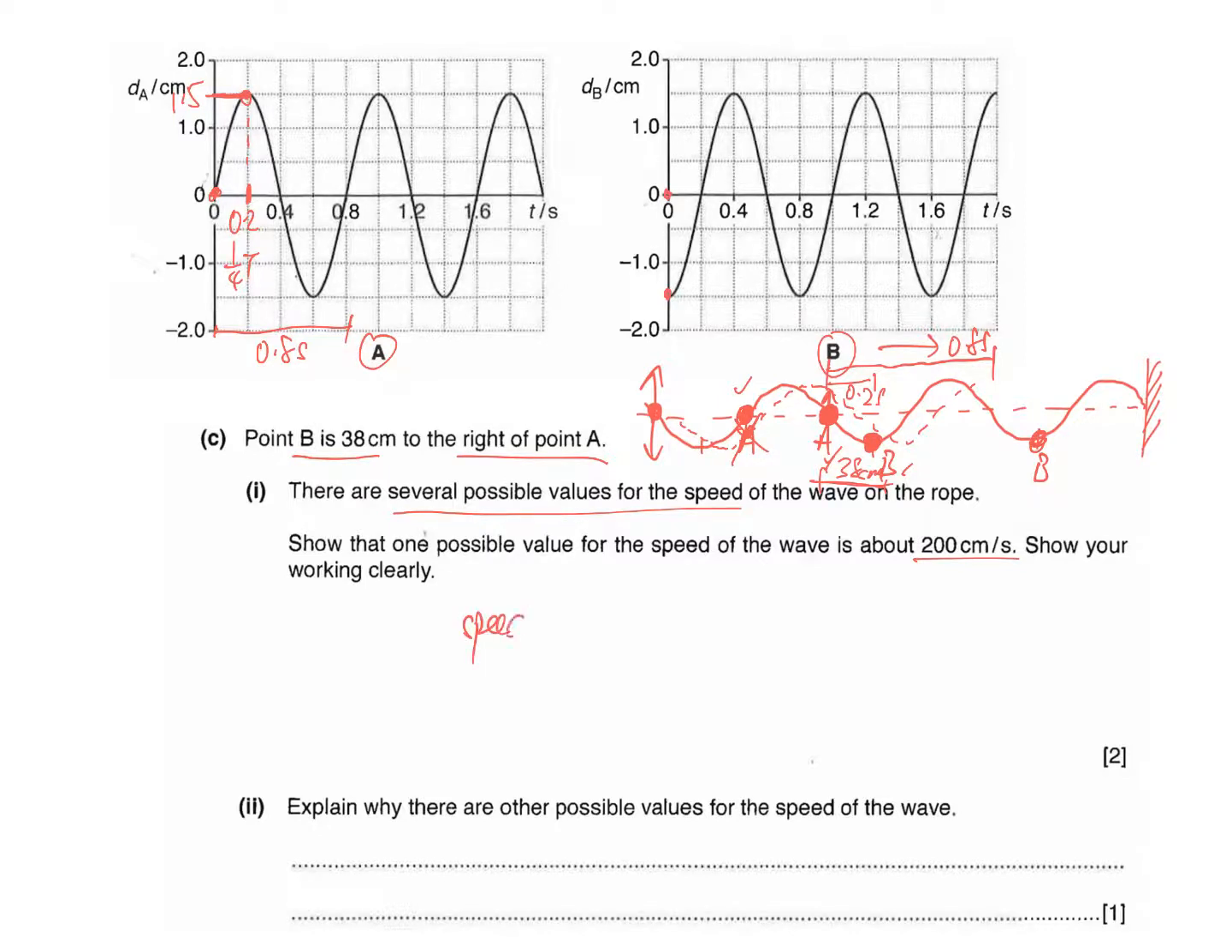So using speed equals distance over time. The distance between A and B is 38 cm, and the time taken for the wave to move from point A to point B is 0.2, one possibility. So you will end up with 190 cm per second, which is approximately 200 cm per second. So you have solved part 1. In part 2, you are required to explain why there are other possible values of the speed besides 200 cm per second. If you understand the diagram here, you can actually draw this out if it helps in your explanation.